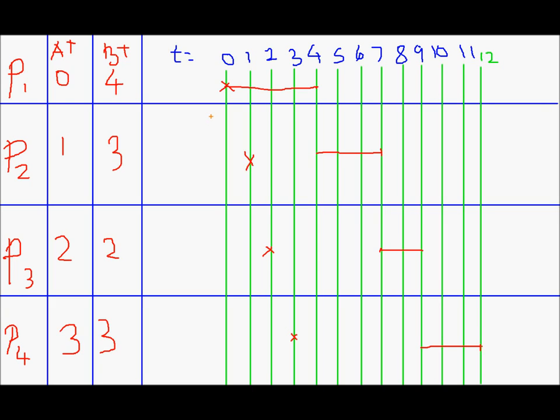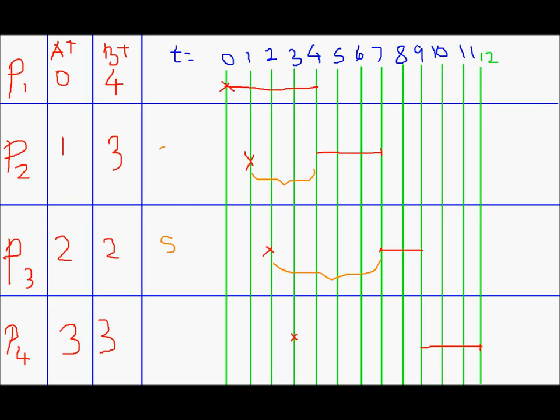Now we'll look at the waiting times. P1 did not have to wait at all. It started executing the minute it arrived. P2 had to wait for 3 units of time, 1, 2 and 3. P3 had to wait from this point till this point, that is 1, 2, 3, 4 and 5. P3 had to wait for 5 units of time.